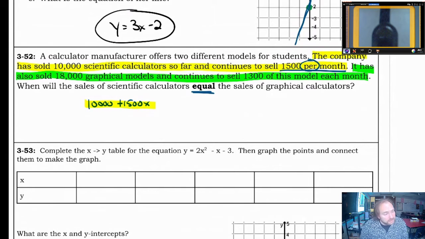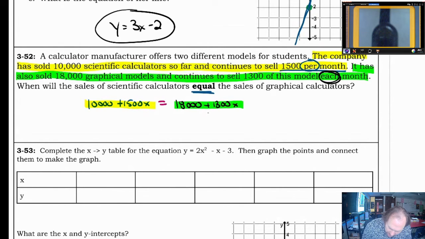The graphing calculator sentence, you've already sold 1,800, and you're going to sell 1,300 more each month. Again, per, each. These are telling you this is the slope of the equation. So plus 1,300x right there. And that's our graphing calculator there. And since we want these things to equal each other, we're going to slap a big old equal sign in between them. That's the key to this problem. Really see visually what's happening in the words. From here, it's going to be a straight algebra problem. And I'm pretty sure if I just gave you this problem on its own, it wouldn't be a big deal. So let's just go for it.